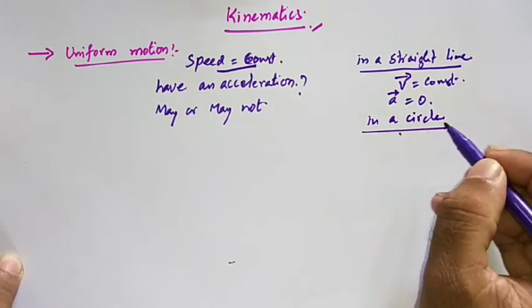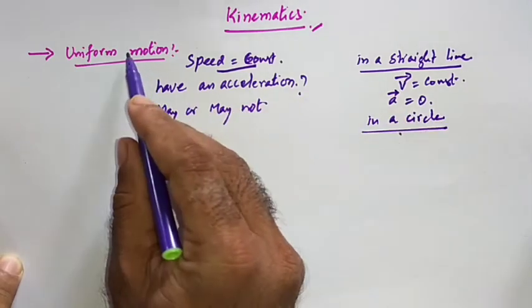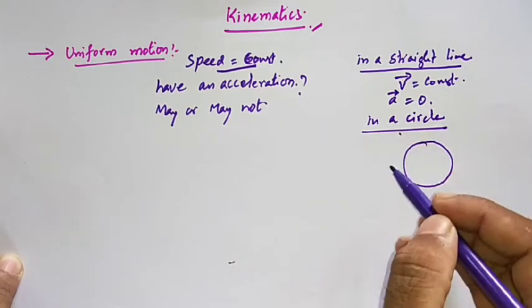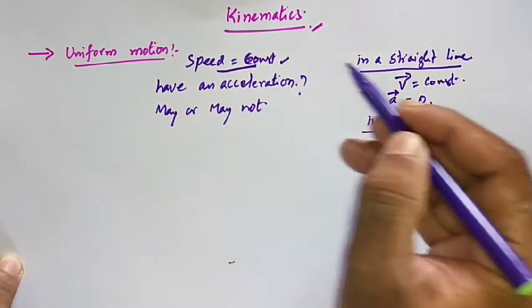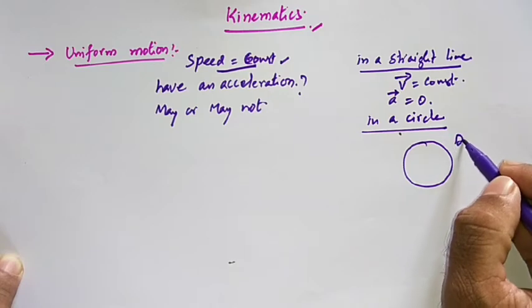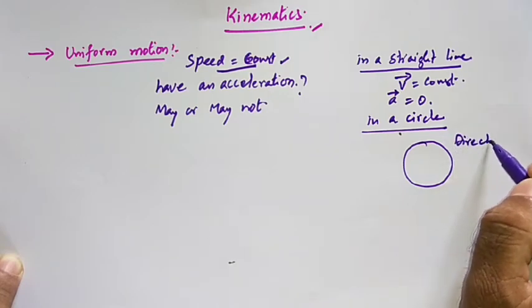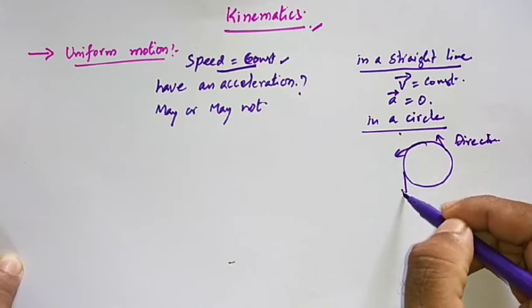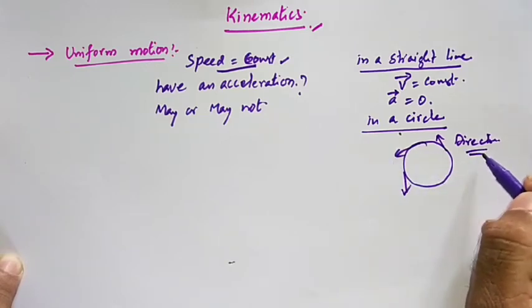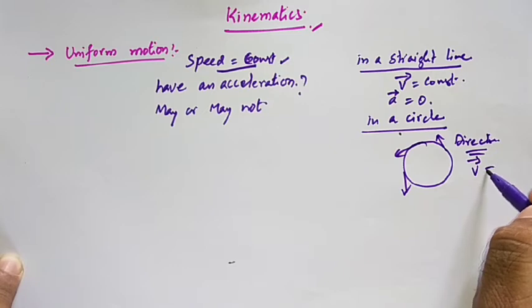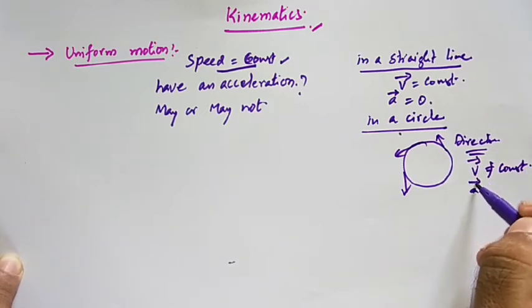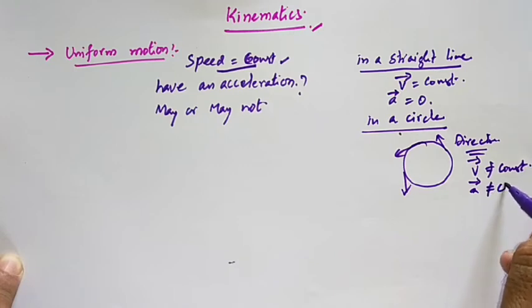If the body is not moving in a straight line, for example, it is moving in a circle, uniform motion in a circle, then here the speed is constant, but the direction is not constant. The direction is always changing. So here velocity is not constant. Therefore acceleration is not equal to 0.